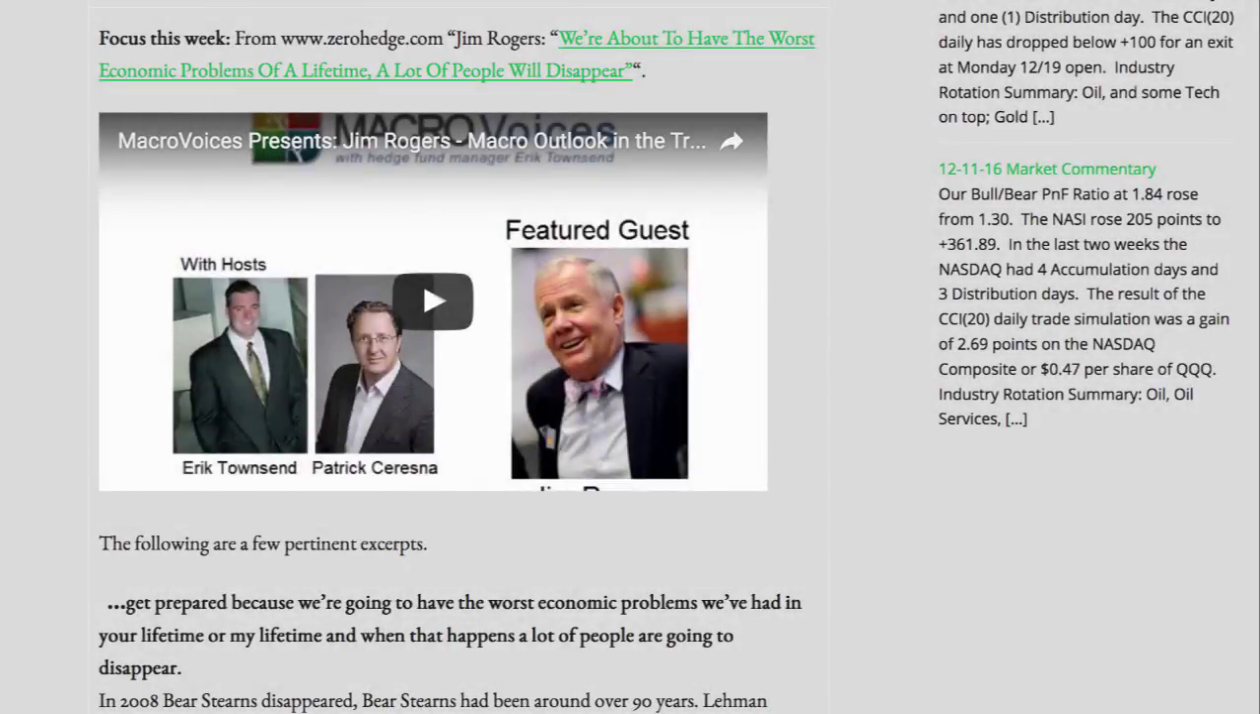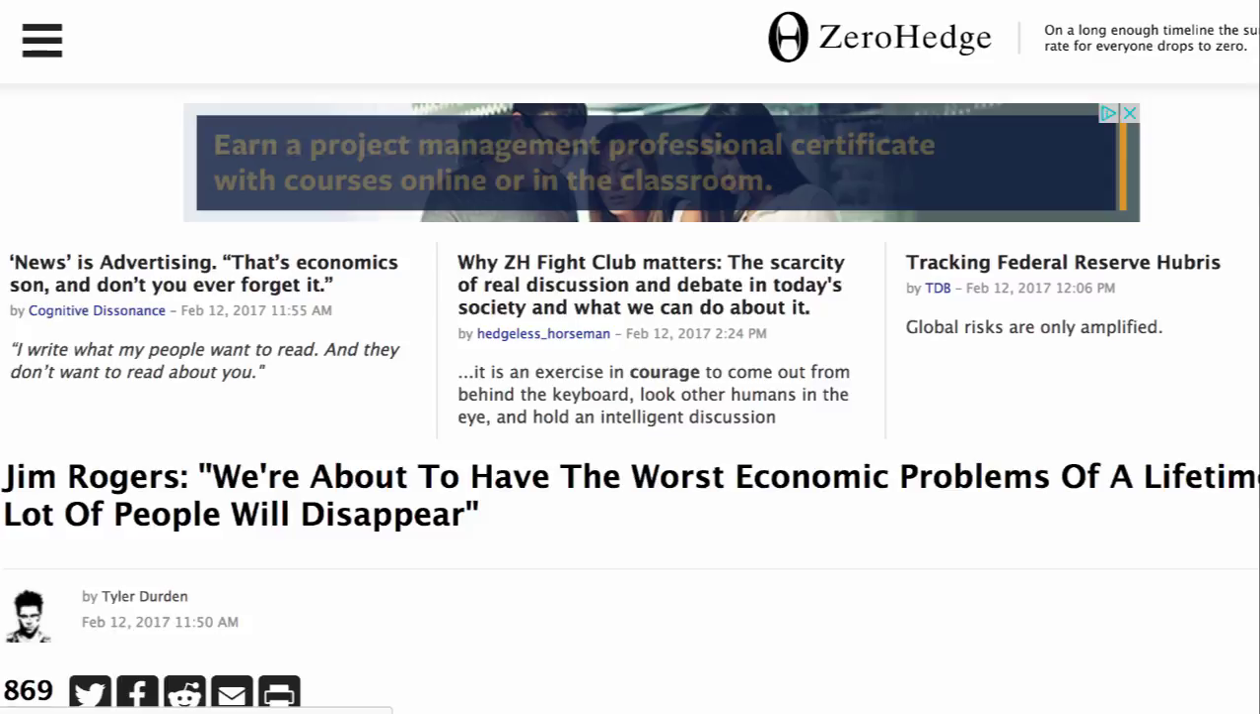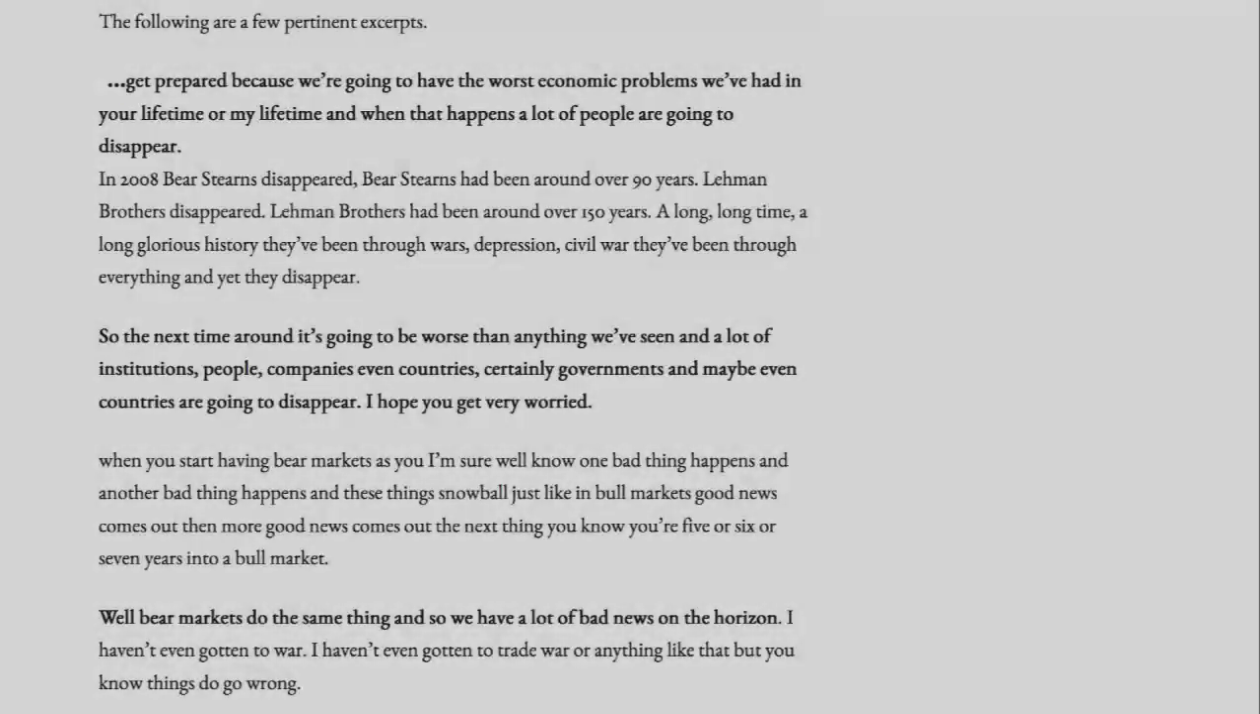Focus this week from www.zerohedge.com: Jim Rogers, we're about to have the worst economic problems of a lifetime. A lot of people will disappear. The following are a few pertinent excerpts. Get prepared because we're going to have the worst economic problems we've had in your lifetime or my lifetime. And when that happens, a lot of people are going to disappear.